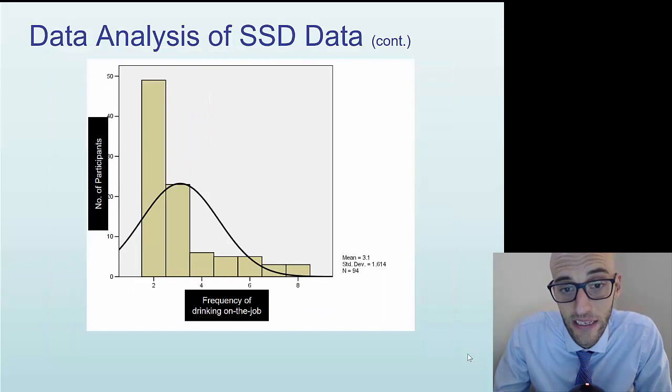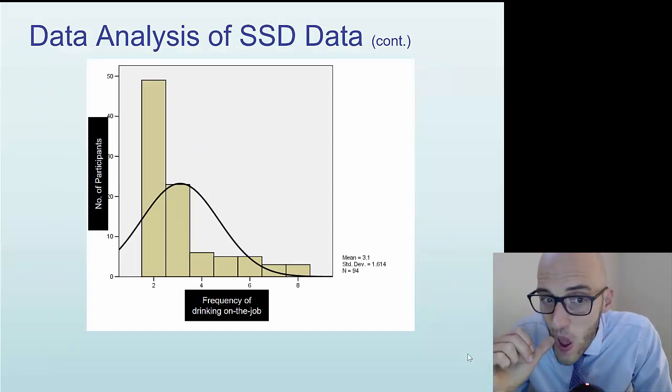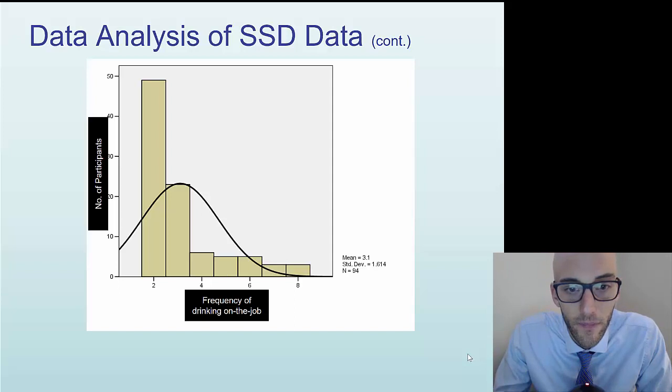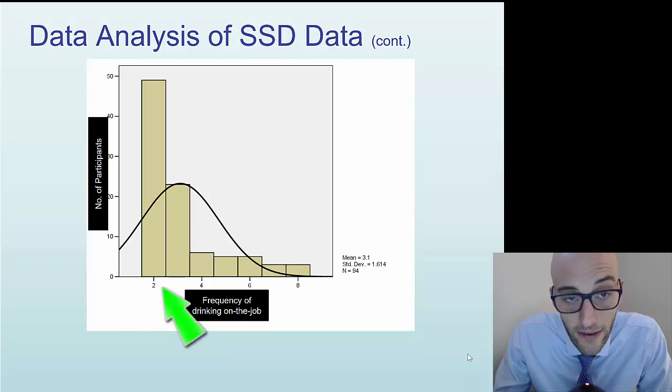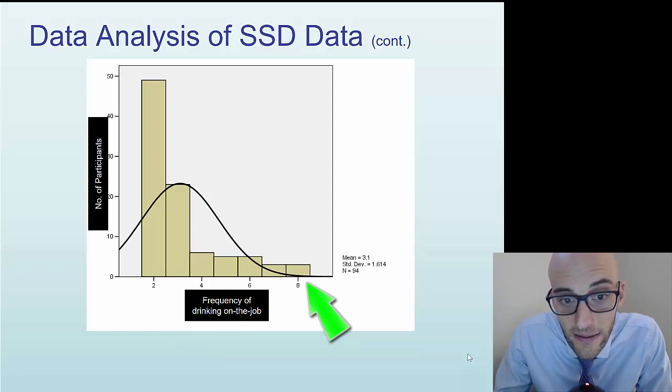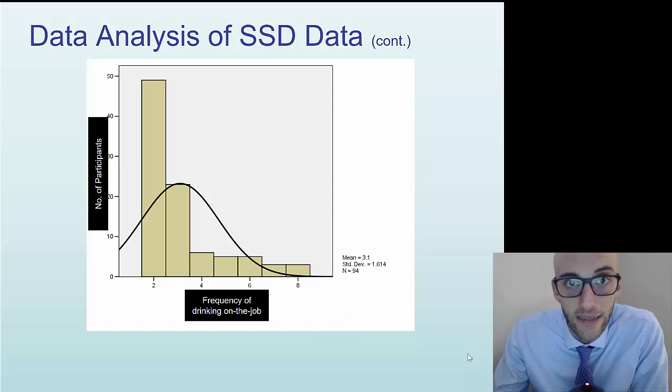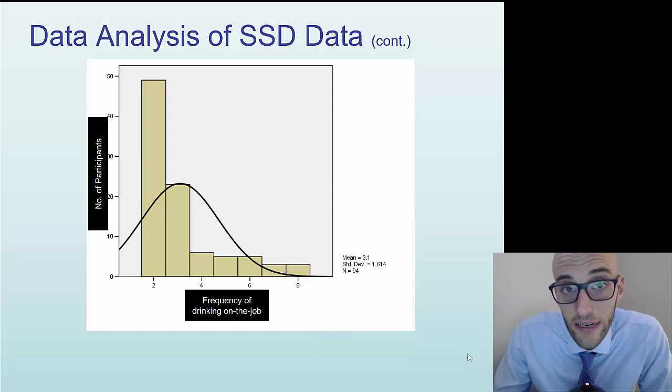I would say that this one is positively skewed, and we can see that there's a lot of people that had 2 days drinking on the job, and a smaller number of people who had 8 days drinking on the job, which is probably a good thing. But since this is positively skewed, we would probably need to do some kind of transformation statistically in order to make sure that we met the assumption of normal distribution.